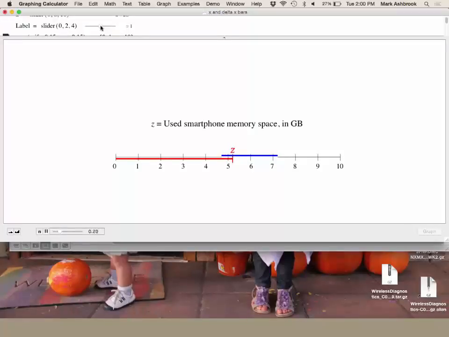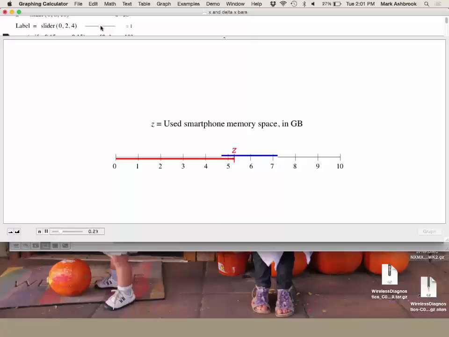So by the red bar, I'm saying this is the value of used memory space in your smartphone, Z. Variables vary, right? So you all know that what's being used up in your smartphone at any given time is changing, right? You're downloading new apps, new music, movies, videos. You're deleting things. So the amount of memory space in your smartphone is changing. So it's a good example of a variable.